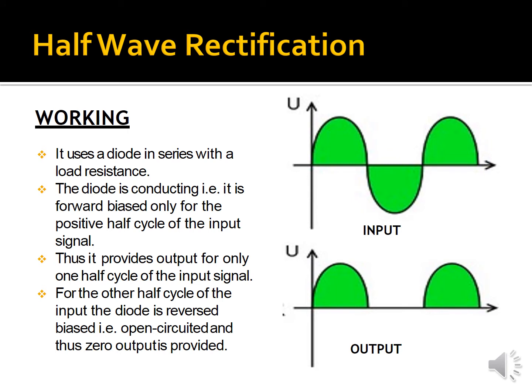For the working principle of the half-wave rectifier, the diode is used in series with the resistance. If the diode is conducting in forward bias, we get the positive half cycle, and if it is conducting in the reverse bias region, we get the negative half cycle. So we provide output for only one half of the input cycle. In the other half cycle, the diode is reversed, that is, an open circuit, and zero output is provided.